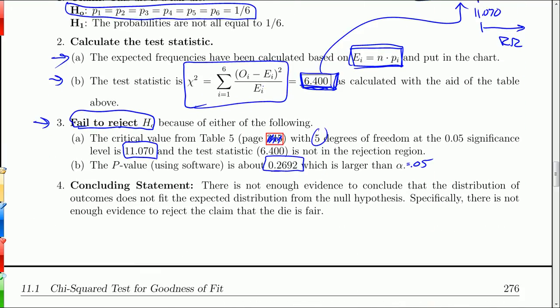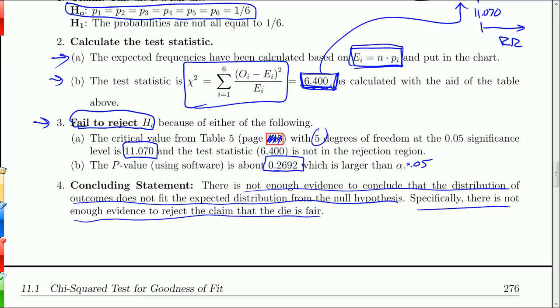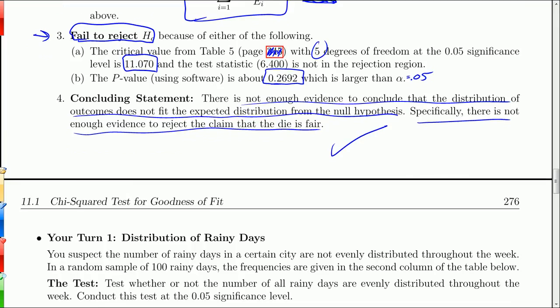So the phrasing goes like this. There is not enough evidence to conclude that the distribution of outcomes does not fit the expected distribution from the null hypothesis. But that's rather cryptic, and somebody might not know what you're talking about. So specifically, there is not enough evidence to reject the claim that the die is fair. We're not saying the die is fair. We're just saying there's not a good enough reason to believe that it's not fair. So good, preliminary example completed.